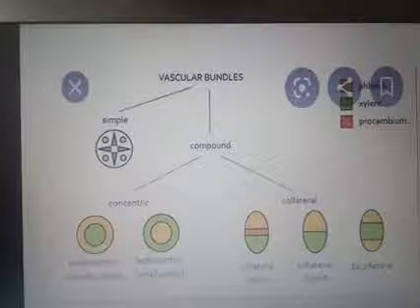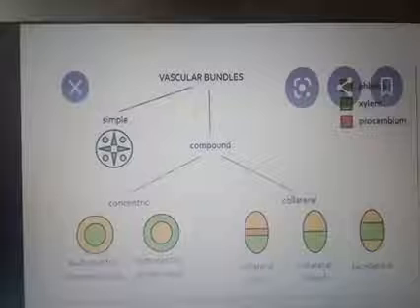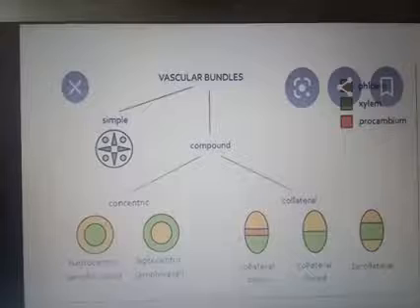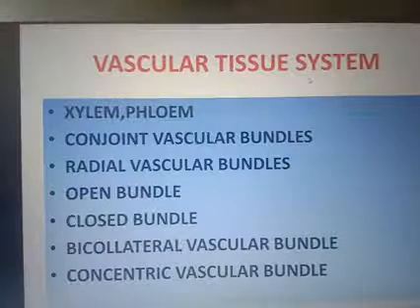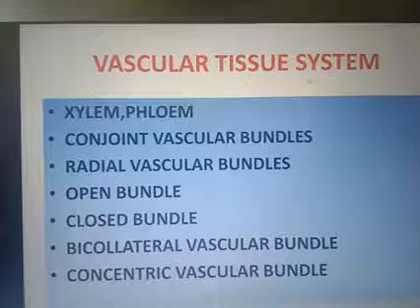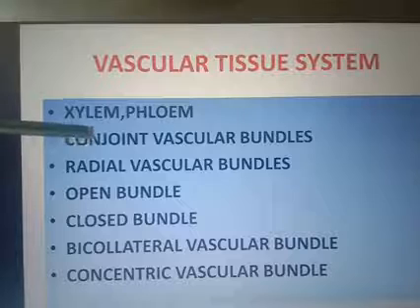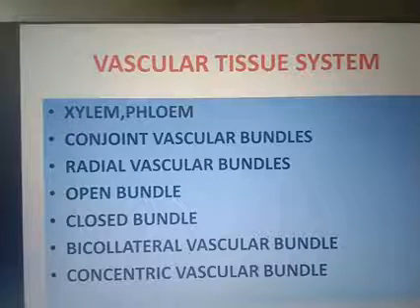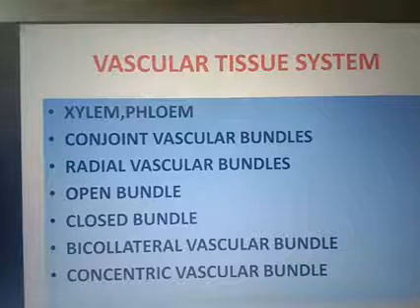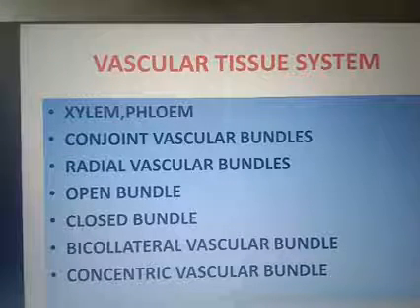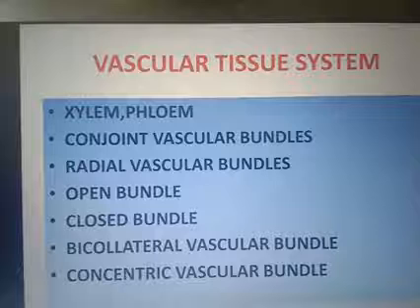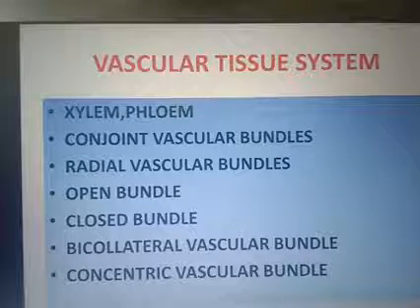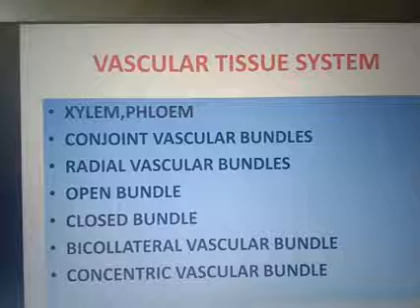Xylem and phloem arranged in separate radii, in separate bundles, are known as radial bundles. That is a feature of the root. First we discussed conjoined vascular bundles, where xylem and phloem are in the same bundle, the same radius. Next is the radial vascular bundle, where xylem and phloem are separate. Radial bundles are a feature of the root.